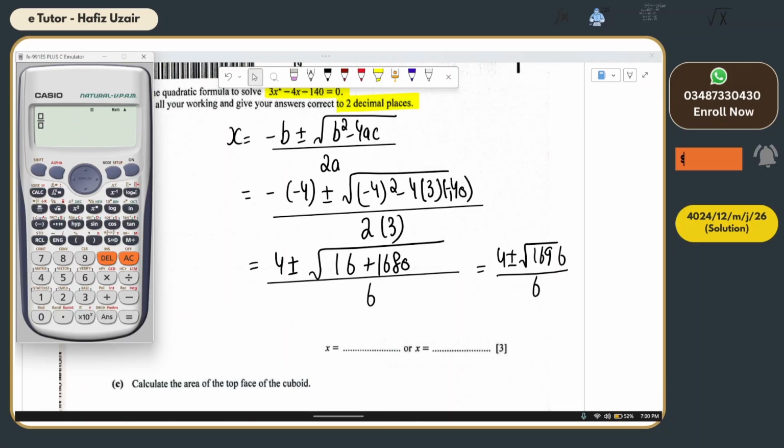So now we have 4 plus square root of 1696, over 6. This will produce 7.53. So we have one answer, that is 7.53. And now the second answer is minus 6.19. So this will be minus 6.20. All right.